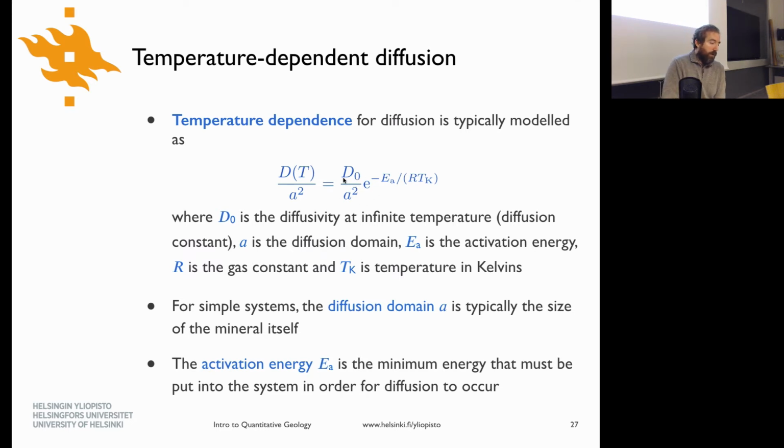So we have some value here, D naught, that is the diffusivity at infinite temperature. I believe this is something that can be calculated, but I don't recall exactly where that comes from. A is the diffusion domain, so typically that's taken to be the size of the crystal that you're looking at. EA is the activation energy, so that's how much energy is needed to get the diffusion process going. R is the gas constant, and then T, K is the temperature in kelvins. That's just my preference to put the subscript K there to indicate that's the temperature in kelvins, not Celsius.